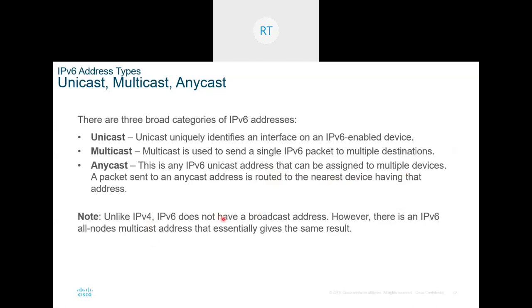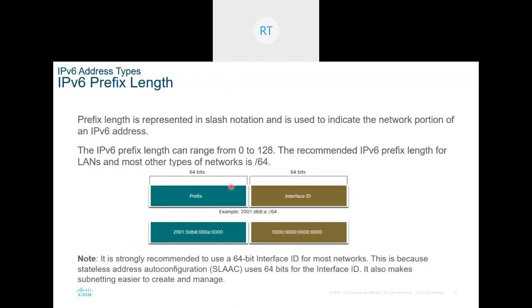So unlike IP version 4, IP version 6 does not have broadcast addresses. Instead, what IP version 6 uses, it takes advantage of multicast address, instead of broadcast.